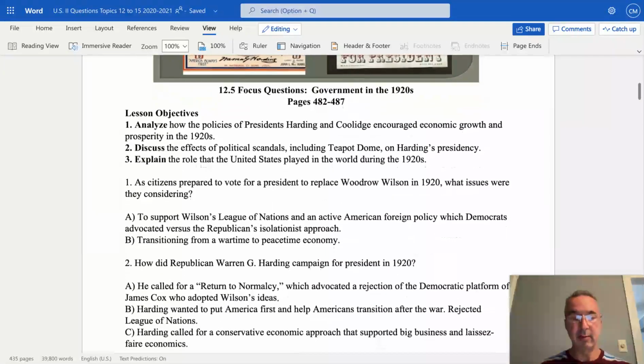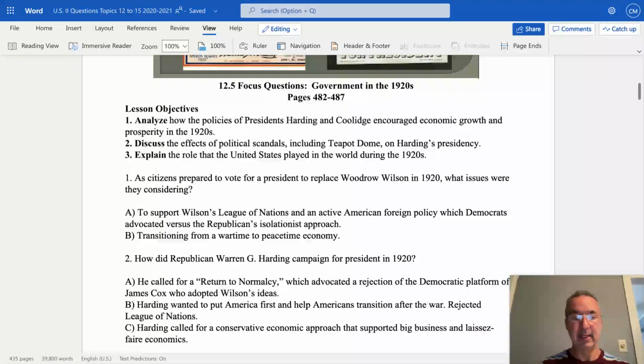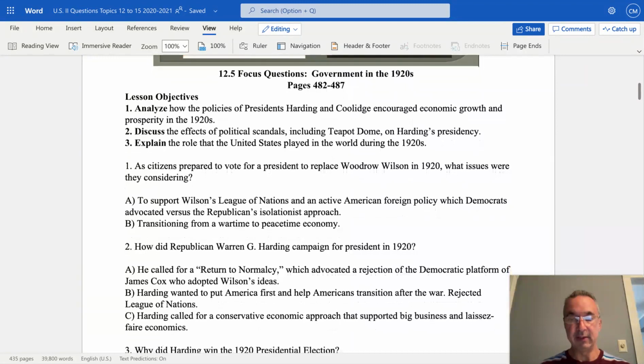Warren G. Harding was a little bit more of a laid-back candidate. He called for a return to normalcy, which advocated a rejection of the Democratic platform. He campaigned very moderately throughout the country, not necessarily making city-by-city stops. Of course, during the 1920s, transportation was a little bit different than what we have today, obviously less advanced. Harding wanted to put America first, and we see this theme reoccur in the Trump campaign during both his runs for the presidency.